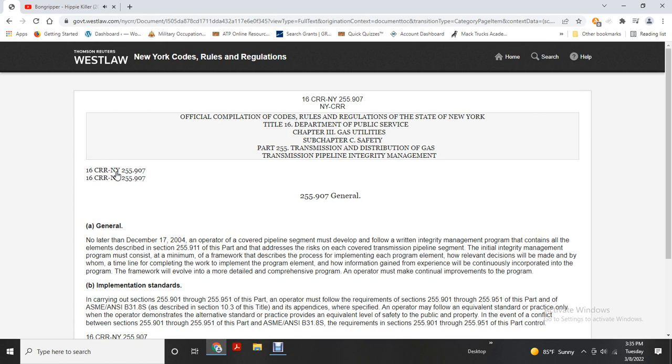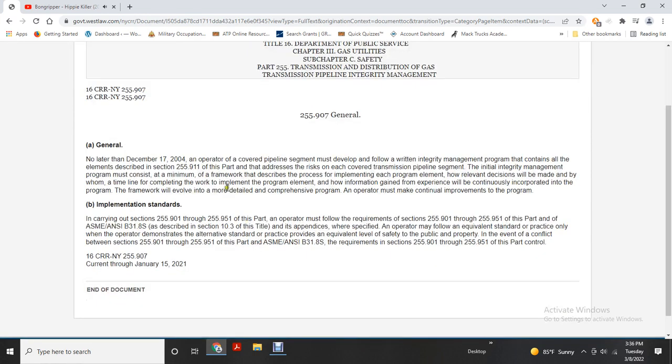Alright, general. No later than December 17, 2004, an operator of a covered pipeline segment must develop an integrity management program that contains the elements described in 255.911 as part of the risk management of each covered transmission pipeline segment. The initial integrity management program must consist, at a minimum, of a framework that describes the process for implementing each program element, including how relevant decisions will be made and by whom, the time for completing the work to implement the program element, and how information gained from experience will be continuously incorporated into the program, so the framework will evolve into a more detailed, comprehensive program. The operator must make continual improvements to the program.